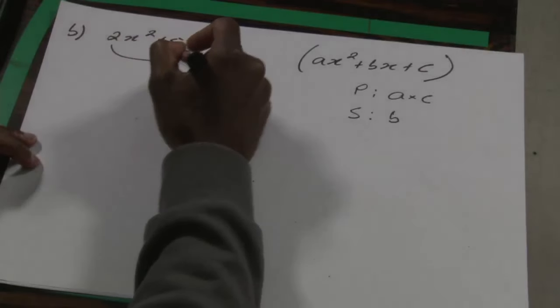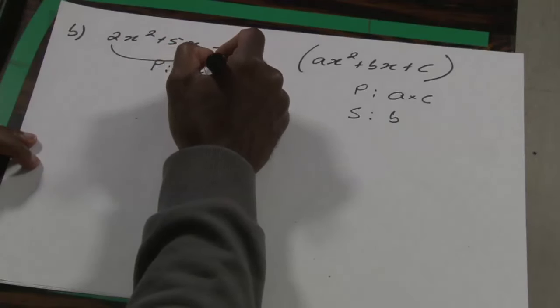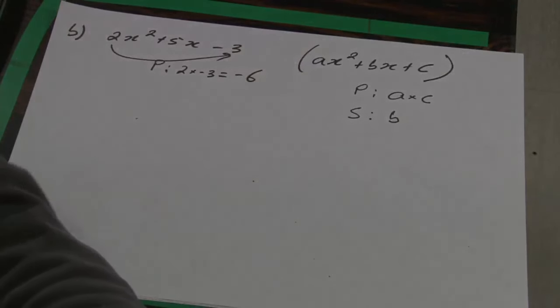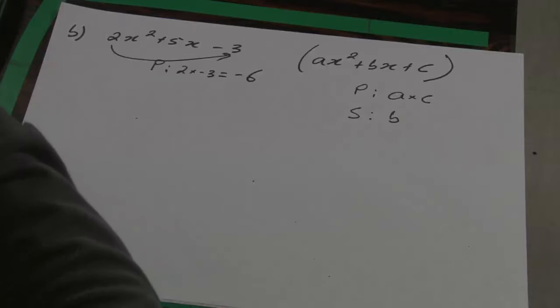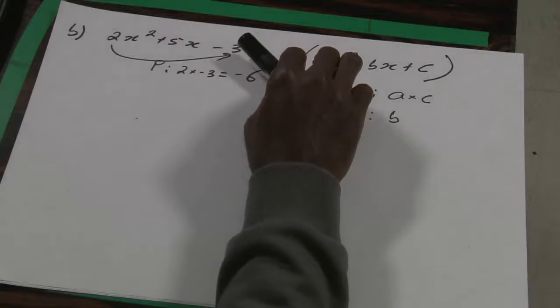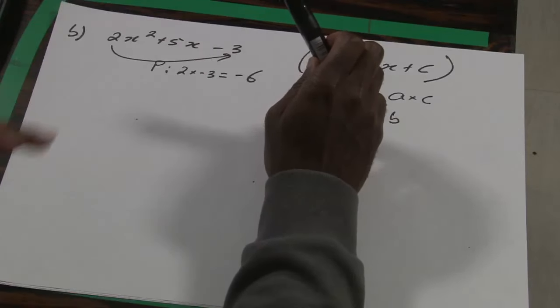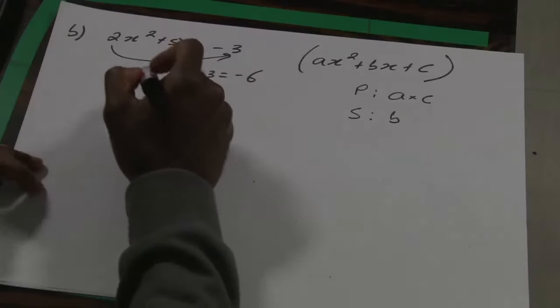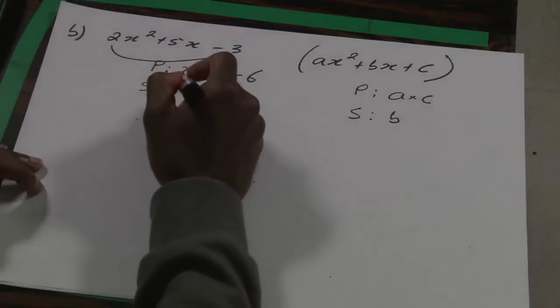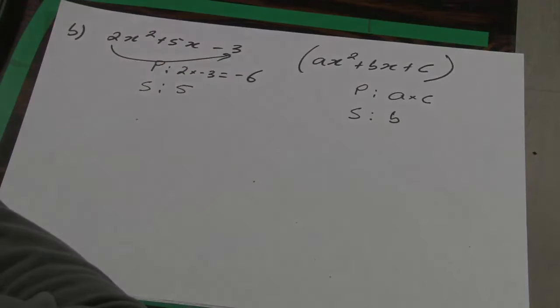So our product is 2 multiplied by -3, which is -6. Remember, your coefficients must carry their signs. Like in this case, 2 is positive, and therefore you just have 2, but -3 should come with its sign. It's not 2 multiplied by 3, but 2 multiplied by -3. That gives you -6 as your product. And then you have your sum, which is the coefficient of x, and that is 5.